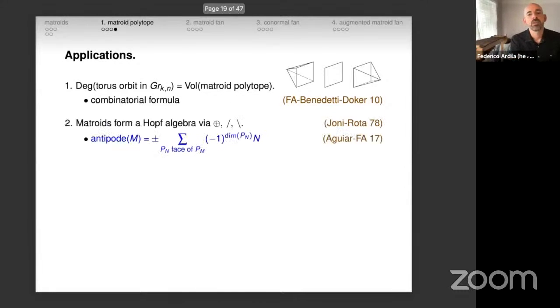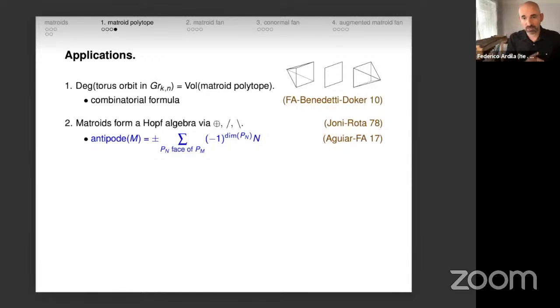Something else that Rota pointed out very early on, in work with Joni and others, is that matroids form a Hopf algebra in a very natural way. In a Hopf algebra, you need to have a rule for multiplying and a rule for co-multiplying. And what they noticed is that many combinatorial objects have Hopf algebras where the multiplication is given by combining two combinatorial objects, and the co-multiplication is given by taking a matroid and splitting it into two.